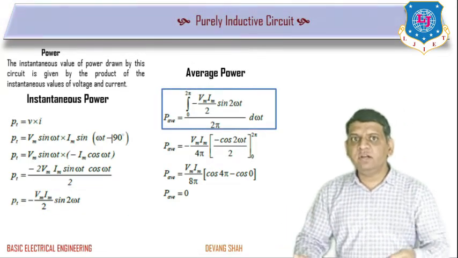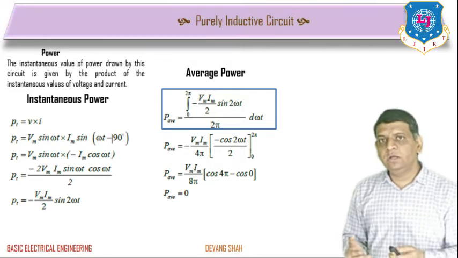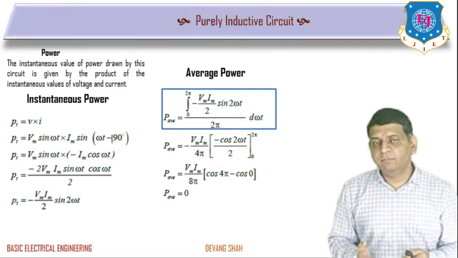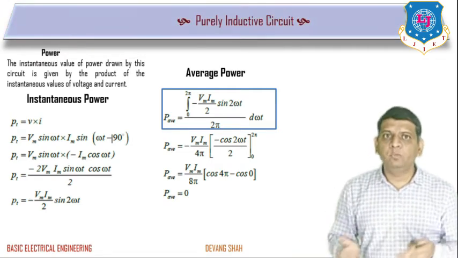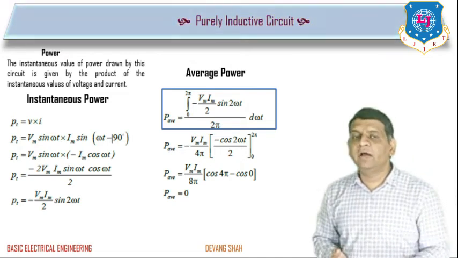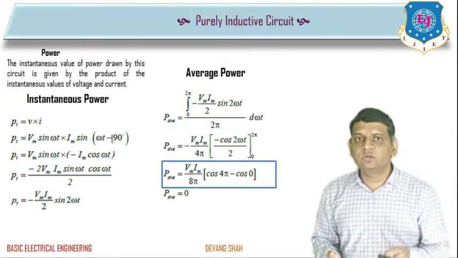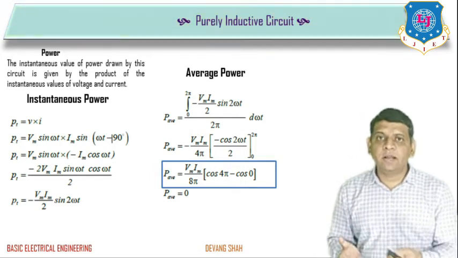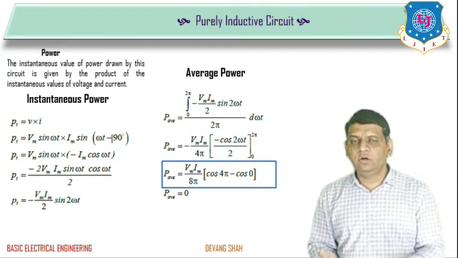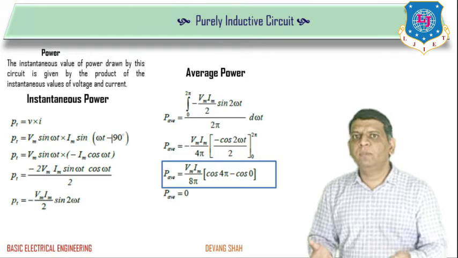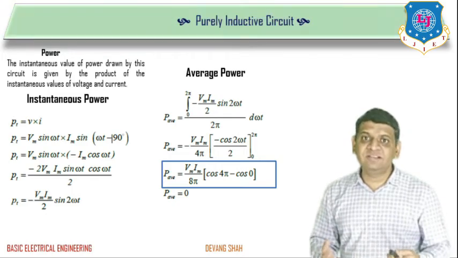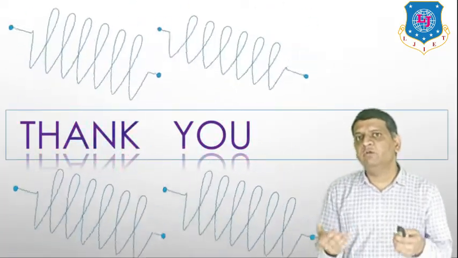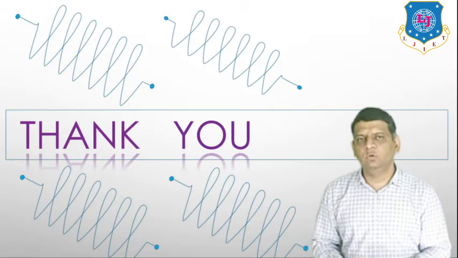If you take the average value of power, P average is equal to integration from 0 to 2 pi of minus Vm Im by 2 into sin 2 omega t, divided by 2 pi, into d omega t. Since this is a fluctuating equation, P average is equal to Vm Im by 8 pi into (cos 4 pi minus cos 0). So ultimately the average value of power is equal to 0. Why? Because this is the reactive component. So the average value of power for a purely inductive circuit is equal to 0.